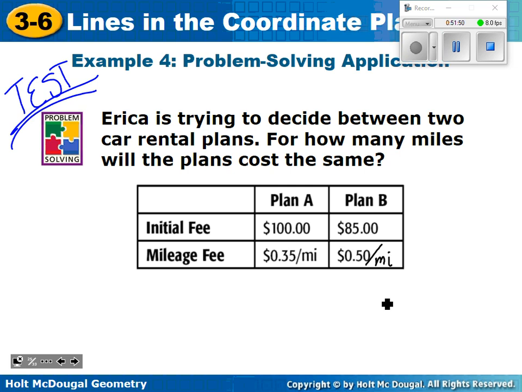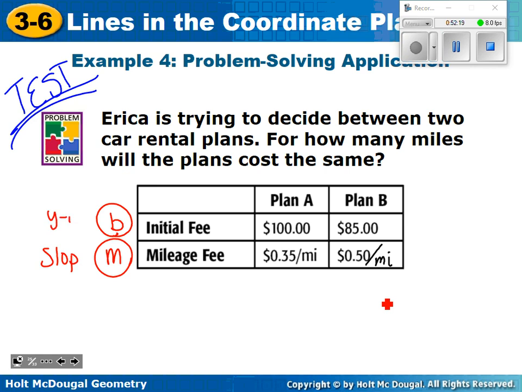Say it again, Bree. Exactly. Rate of change. This is a cost per mile. This is your slope, rate of change. And the initial fee, Bree said, is your starting point, which means when your x value is 0, it's what your y value would be. So that is your y-intercept. Does that make sense? Slope, y-intercept.